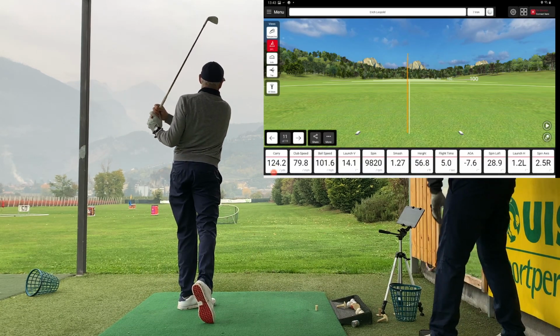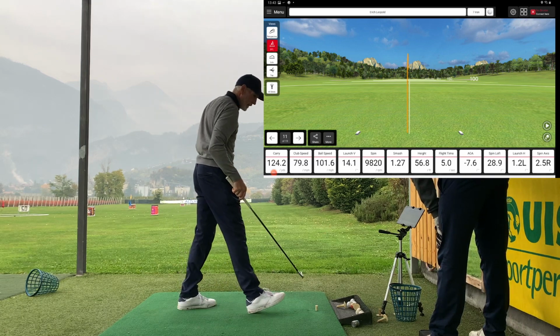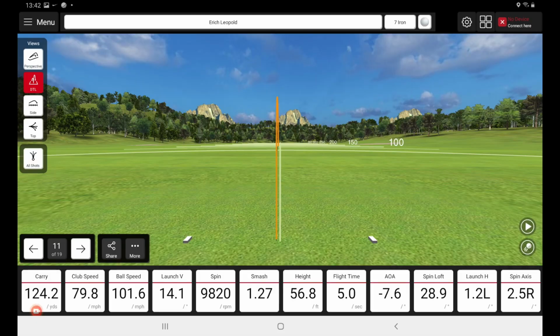Okay, so let's look at the numbers here. The spin loft is 28.9 and the angle of attack is minus 7.6. So that is a very low dynamic loft of approximately 21. The only problem here, I think, is the spin axis is to the right, so that's causing the ball to travel a little less. And then the vertical launch is 14.1.